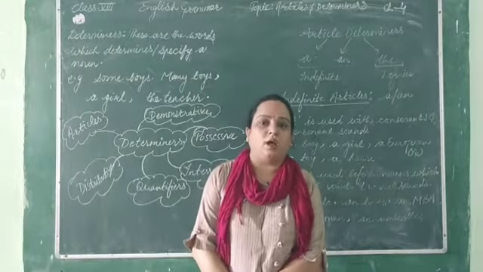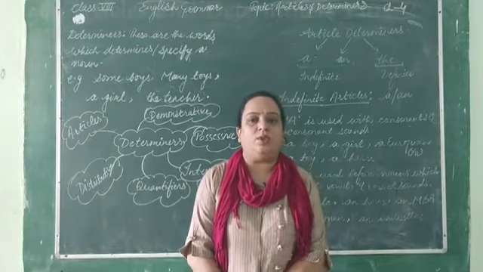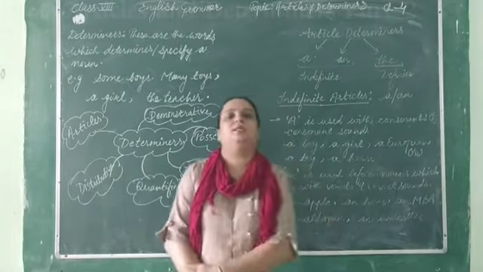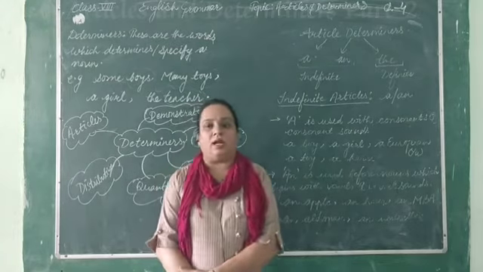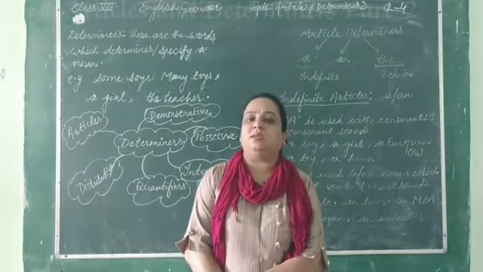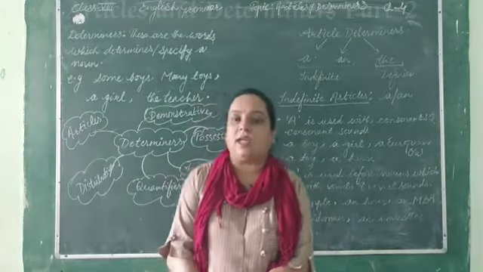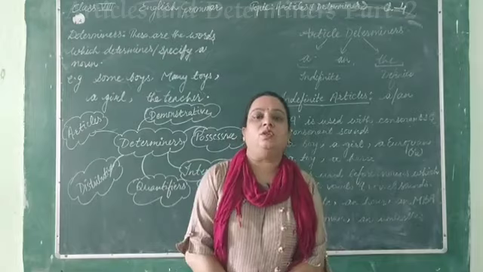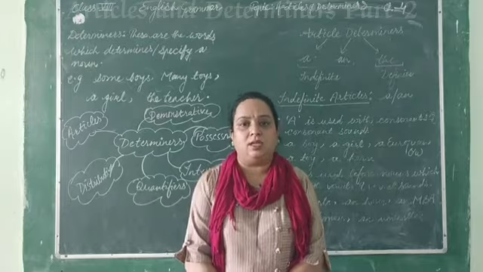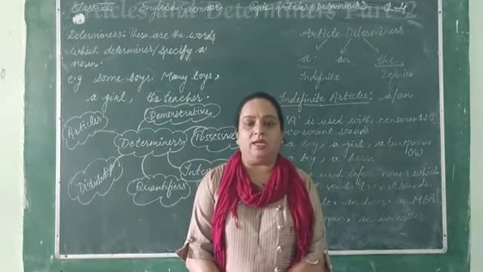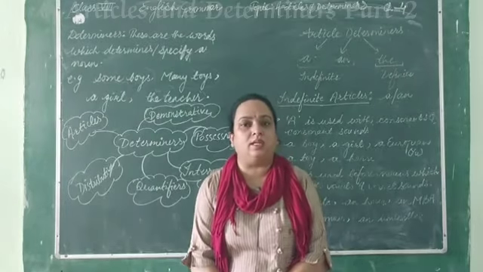Today in this video we are going to start articles and determiners. Dear students, as you know, we started chapter number 4, articles and determiners, in our previous video, and we learnt what determiners are and how they are similar to and different from adjectives and pronouns. We have also learnt about the kinds of determiners. So we started with articles and came to know that the article determiner is divided into two parts: one is definite article and the second is indefinite.